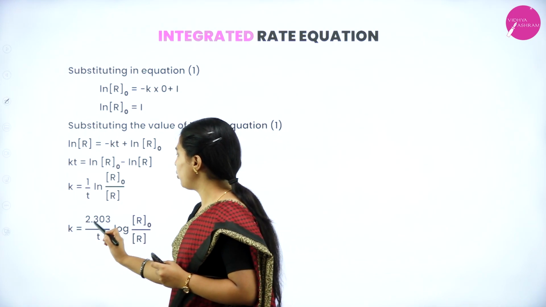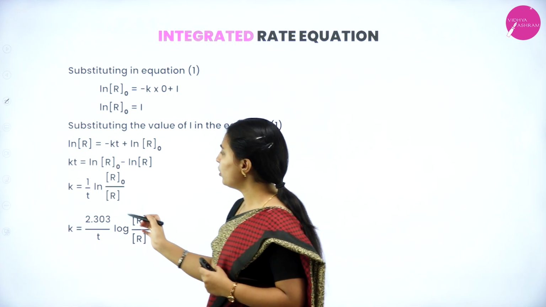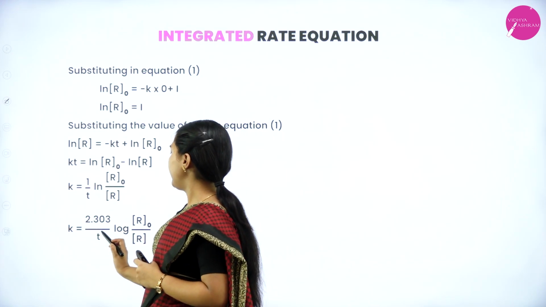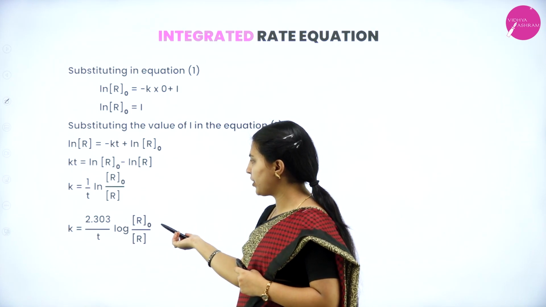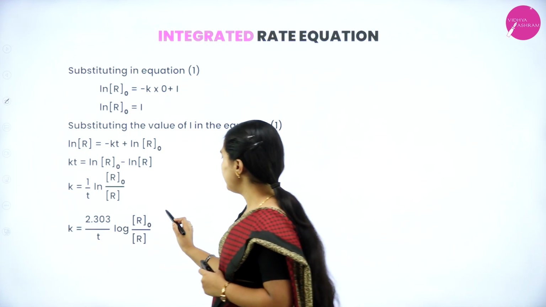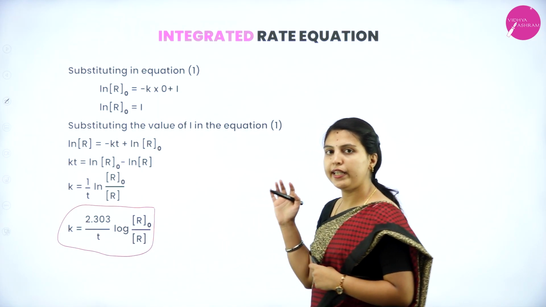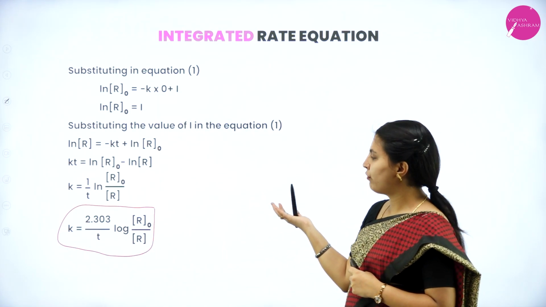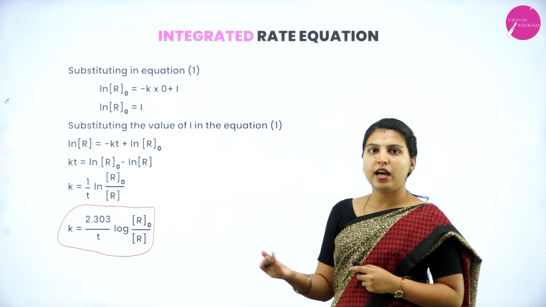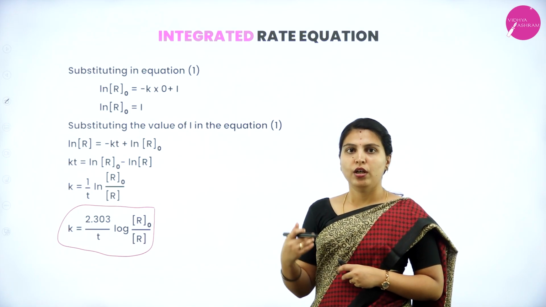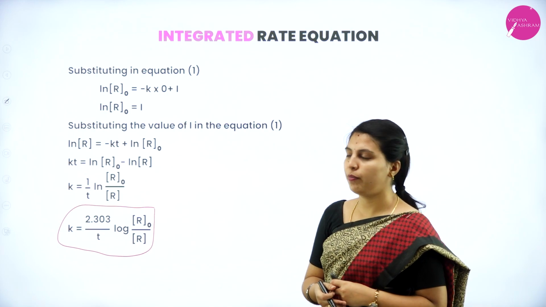K equals 2.303, because we are converting ln into log. So K equals 2.303 divided by T into log of initial concentration by concentration. This is the final equation, the integrated rate equation for a first order reaction. These equations are very important to implement in problems also.